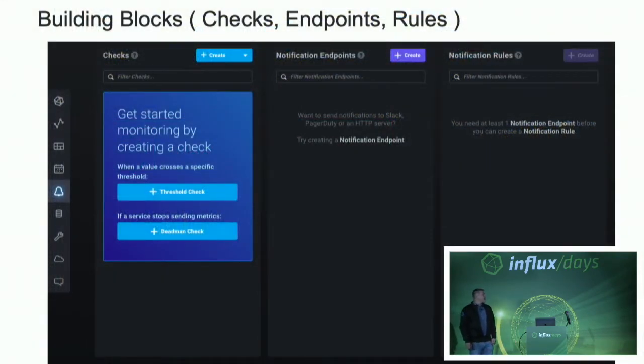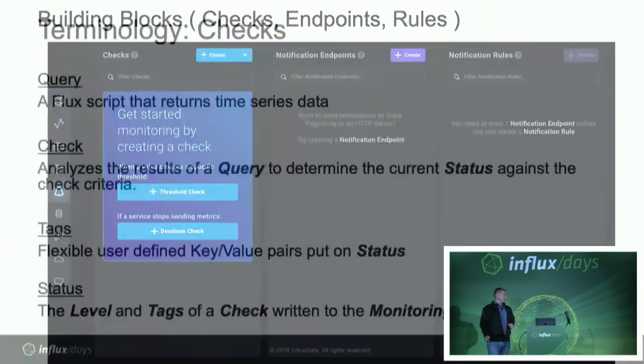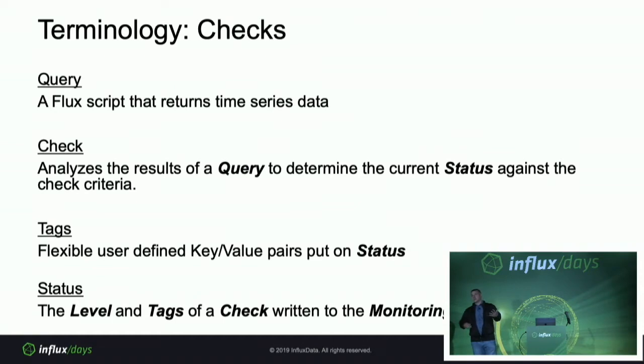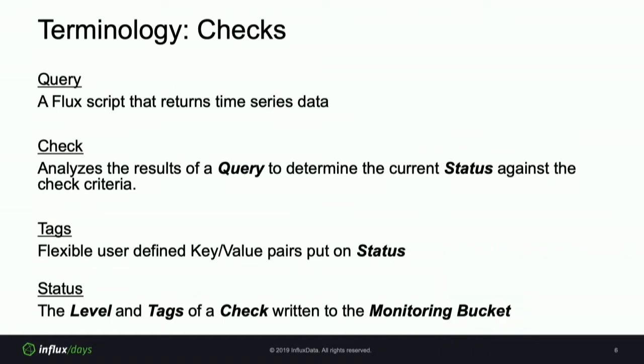The building blocks of monitoring and alerting are monitoring checks, notification endpoints, and notification rules. I'm going to go through the terminology because it helps to understand all the little bits to get them right in your mind. So a check is a query. It's simply a Flux query, so you have the entire power of the Flux language available to you to query your data and come up with some time series. A check is going to analyze the result of the query, right, and understand what it thinks its current status on that check is.